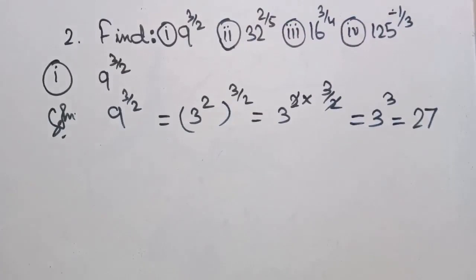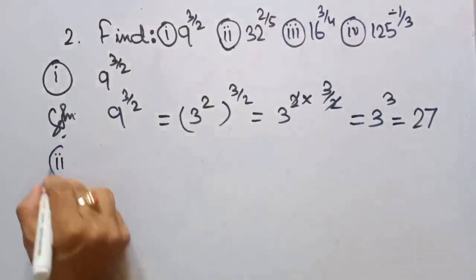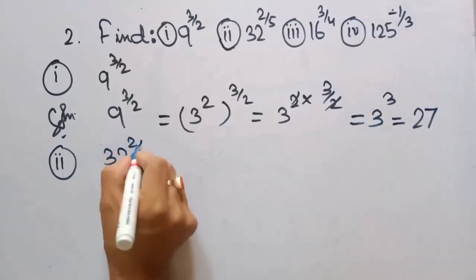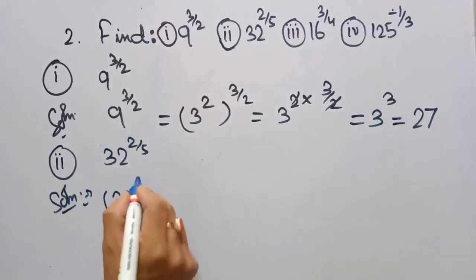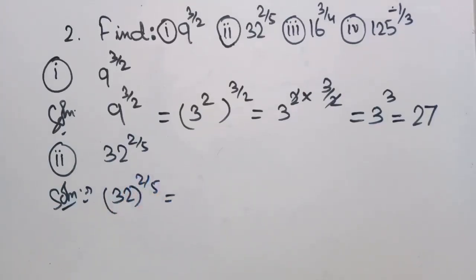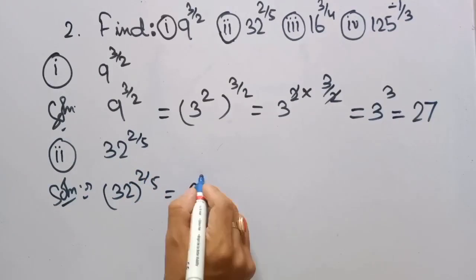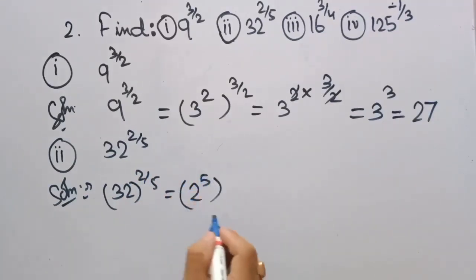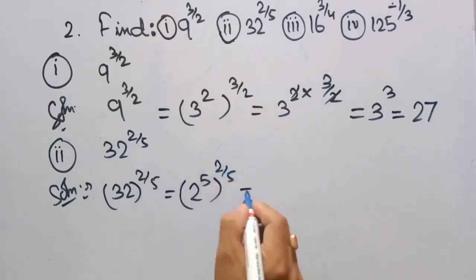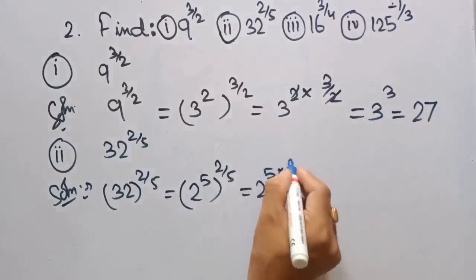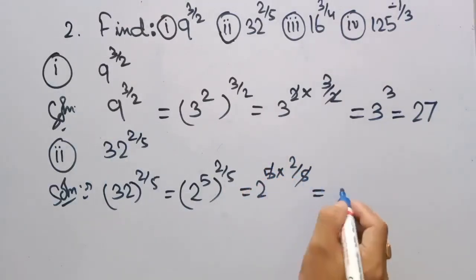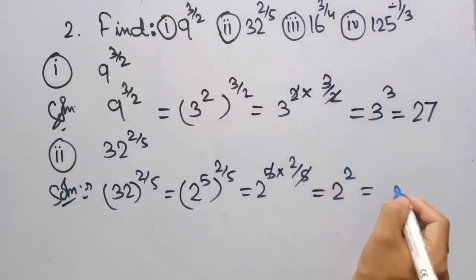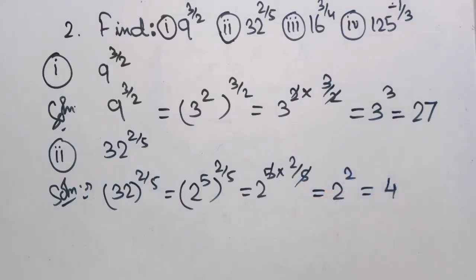Again, moving on to the question Roman number 2, 32 to the power 2 by 5. Solution: 32 to the power 2 by 5. After prime factorization, we can write 32 as 2 to the power 5, to the power 2 by 5, equal to 2 to the power 5 into 2 by 5. 5 and 5 will cancel, equal to 2 to the power 2, which is 4. 2 square is 4. So for Roman number 2, the required answer is 4.